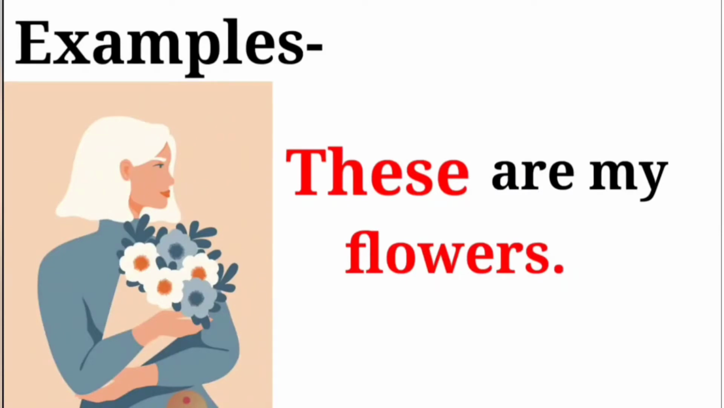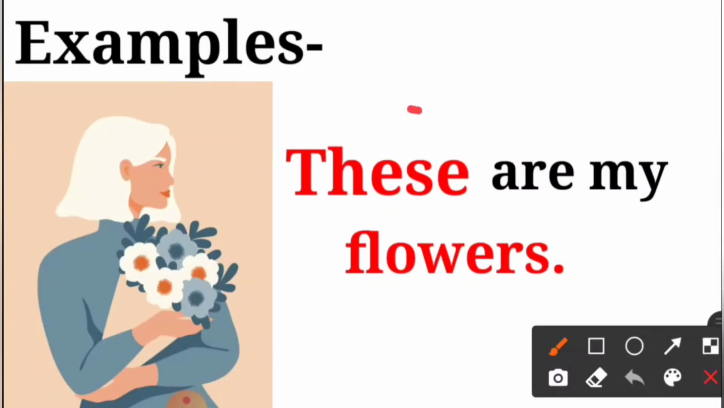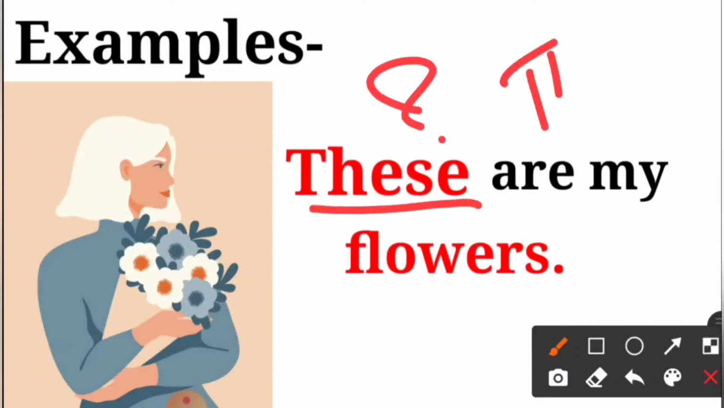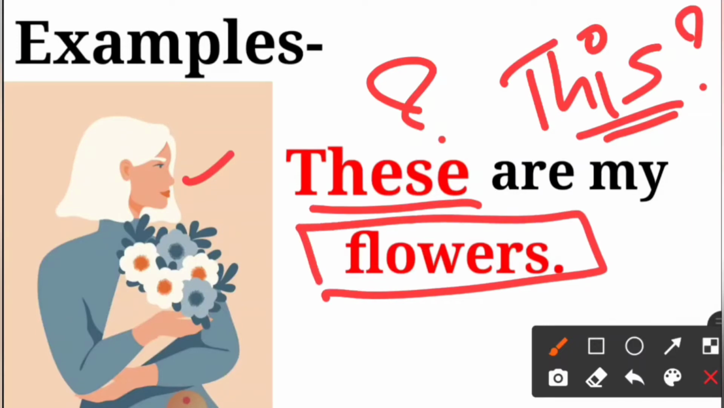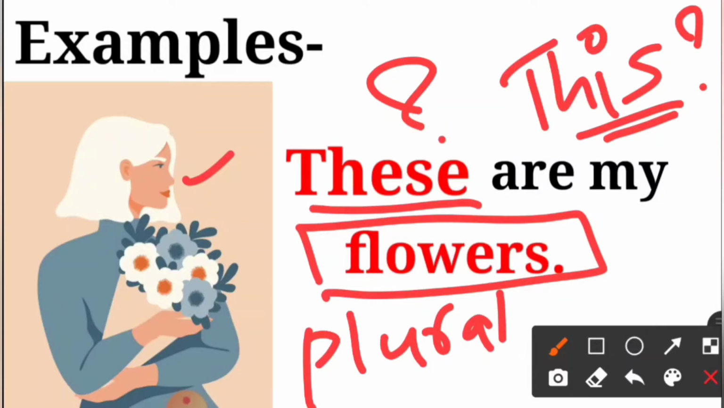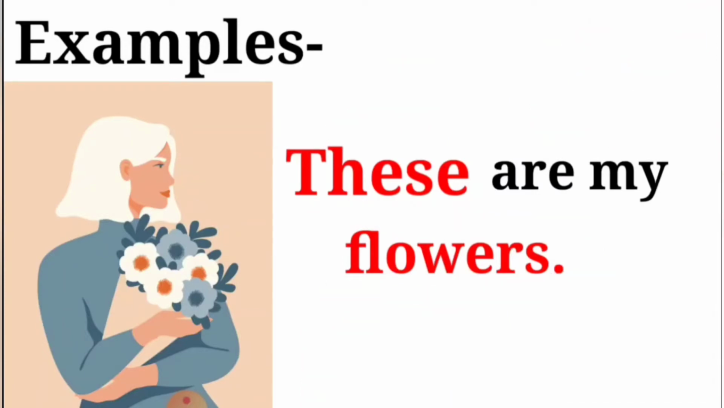Here we can see that there is a girl who is holding many flowers in her hands. These are my flowers. So, why has the demonstrative determiner these been used here and not this? Because the girl is holding many flowers and flowers are in plural form, and to indicate a plural noun we use the demonstrative determiner these and not this. So these are my flowers.